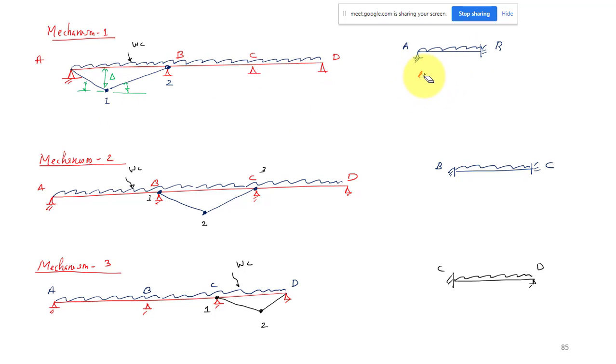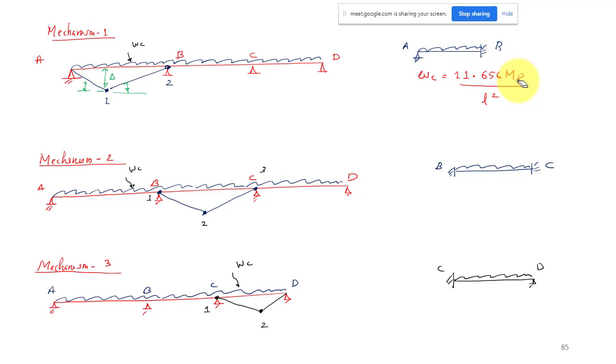Your collapse load will be whatever the result you have for the propped cantilever, same thing you can use: 11.656 MB by L square. This is the collapse load for the span AB. For this mechanism, your collapse load is 11.656 MB by L square.